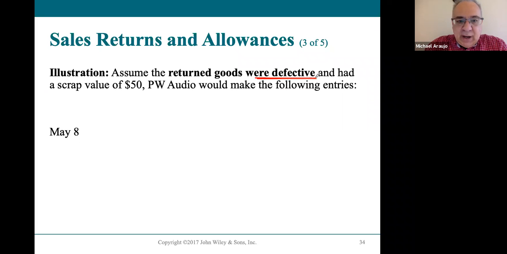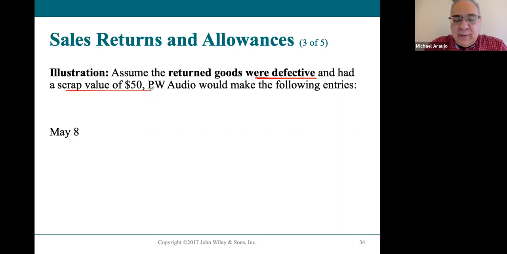So let me get to my point. What happens when PW Audio gets a defective good? They can't sell it to another customer. It would not be in their interest. So what they usually do is they mark it with a scrap value. They do have to put it back in their inventory. They do have to reverse something out of their cost of goods sold as well. But they are going to mark it with a special scrap value.